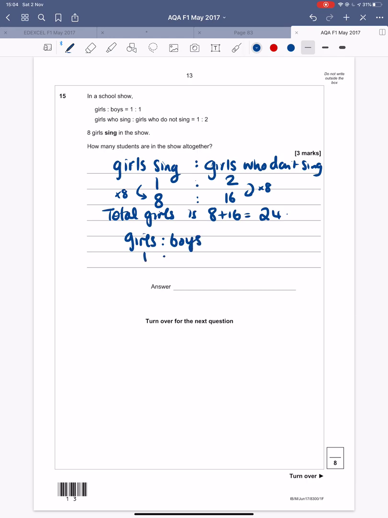is 1:1. So because I've got 48 girls, it means I've got 48 boys as well. No, I've overdone it. I've done the answer before the question. I'm rushing. There's 24 girls, so 24 boys. 24 plus 24 is 48 students altogether.